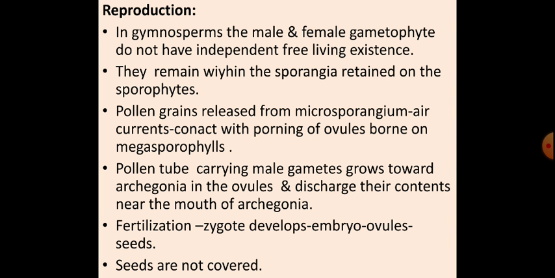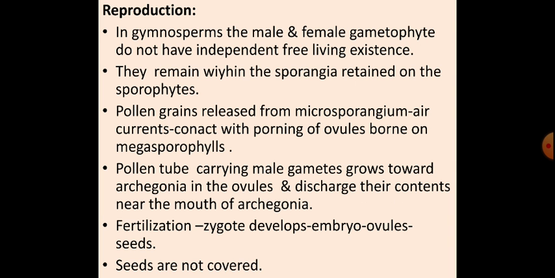Male and female gamete come in contact with each other and undergo a process called as fertilization. The fusion of male gamete with the female gamete to form a zygote, that process is called as fertilization. So when male gamete and female gamete come in contact with each other, it will develop into zygote. This zygote later develops into embryo.